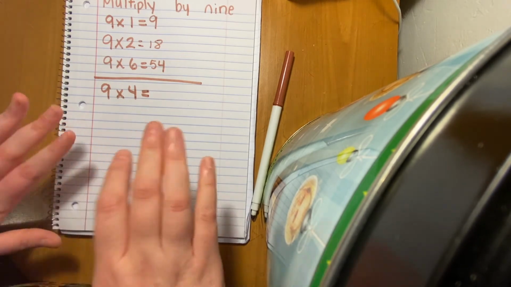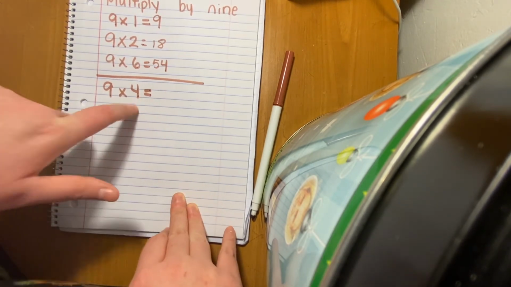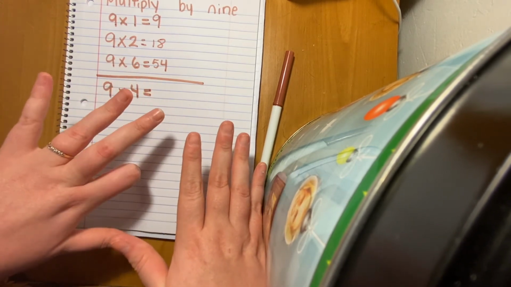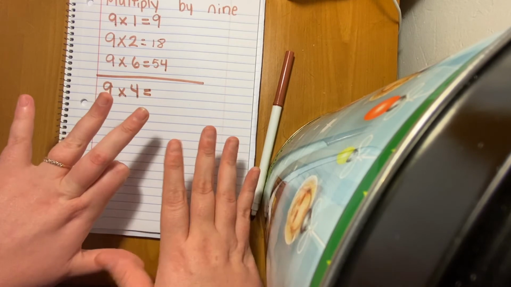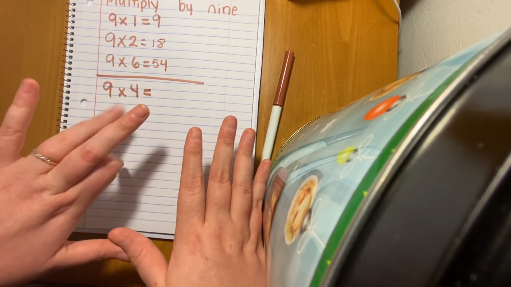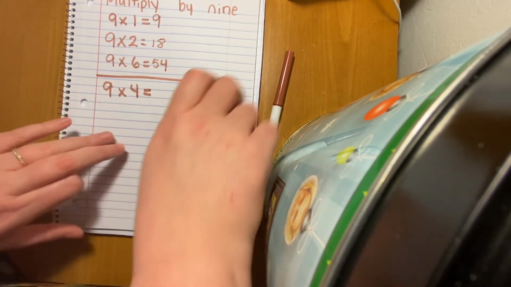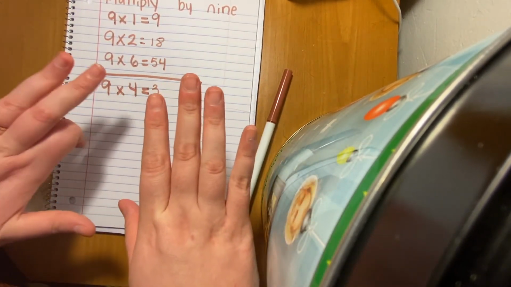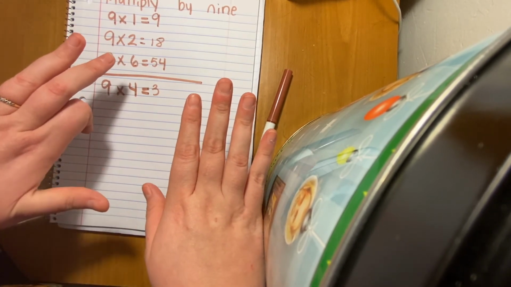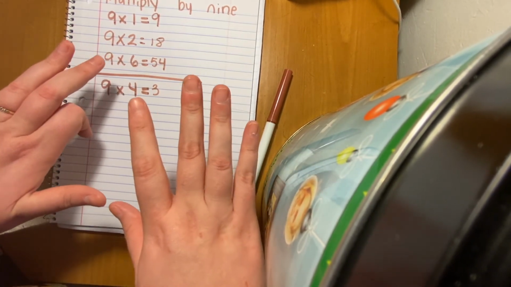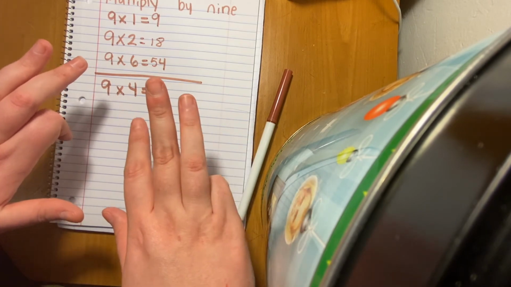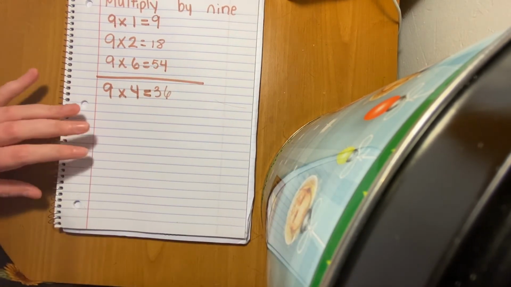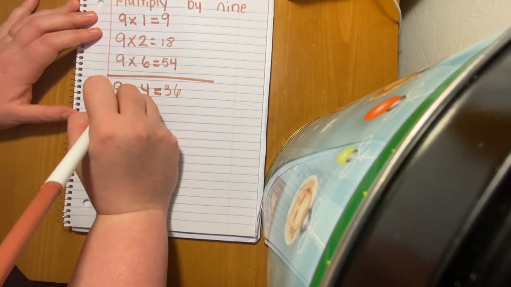So we have 9 multiplied by 4. So we have 1, 2, 3, 4. So how many do we have in our tens place? 1, 2, 3. So we know we're going to put a 3 in our tens place. And how many do we have in our ones place? 1, 2, 3, 4, 5, 6. We're going to have 6 in our ones place. Awesome. Okay. Now let's do the next one.